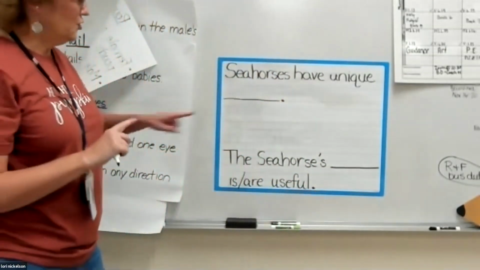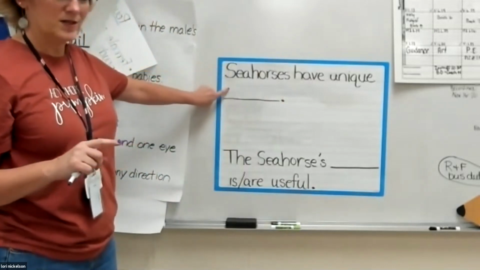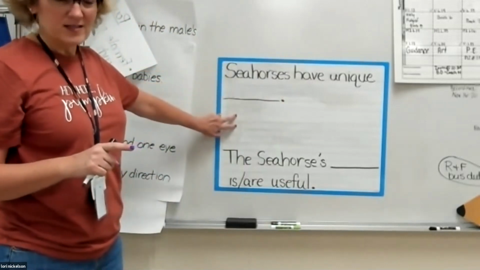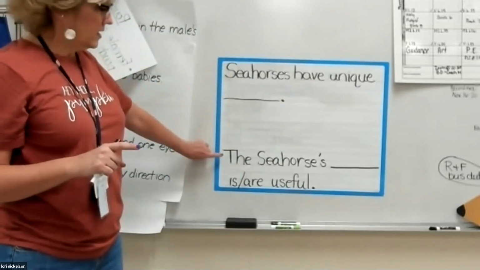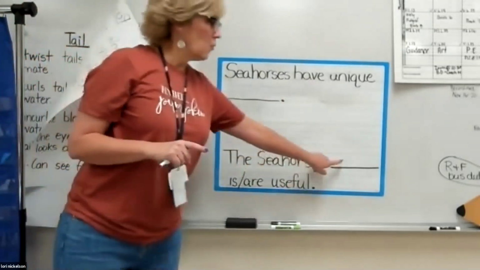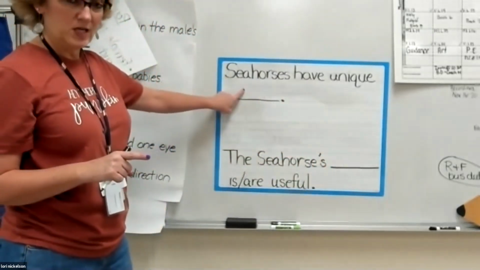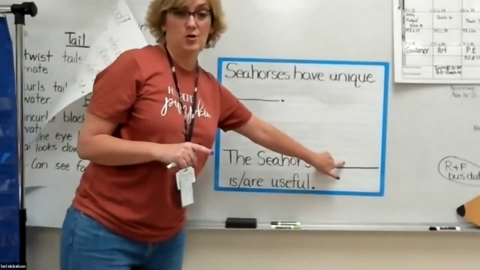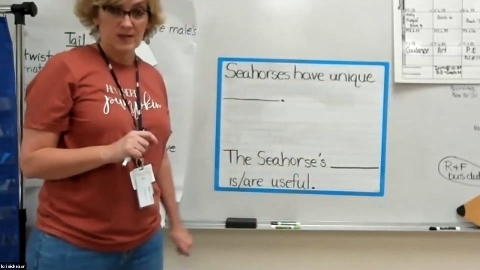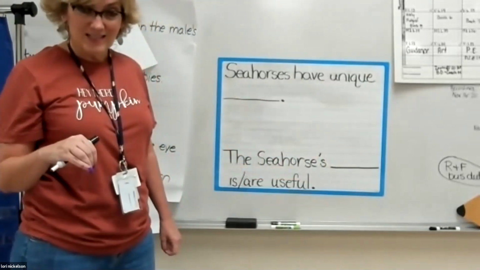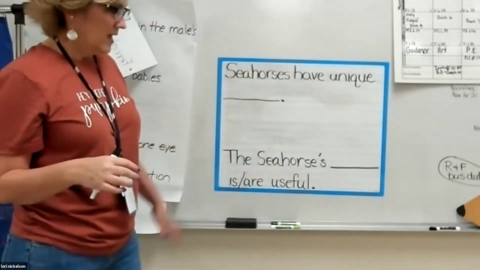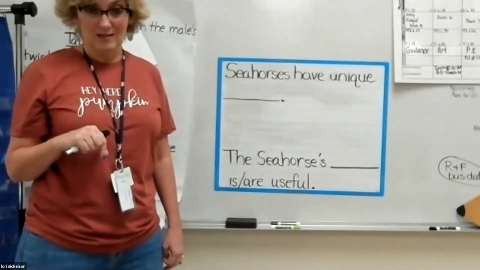Now, I have given you your topic sentence with leaving out what you're talking about, your feature. I did not give you your two facts. That's your job to find. And then your conclusion, this is your conclusion sentence. You need to make sure whatever feature you chose here is the same feature you have here. The seahorses blank are useful. Okay, once you have written that, you can draw an illustration of your seahorse and make sure you turn it in. Okay.